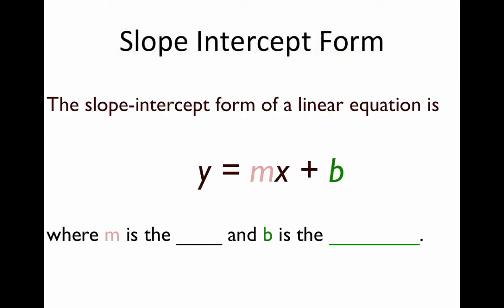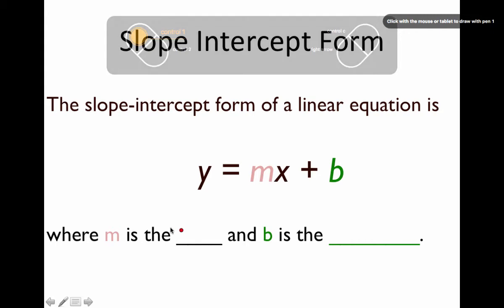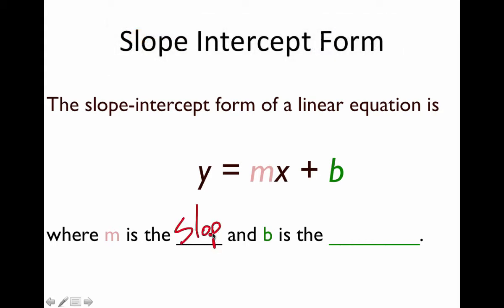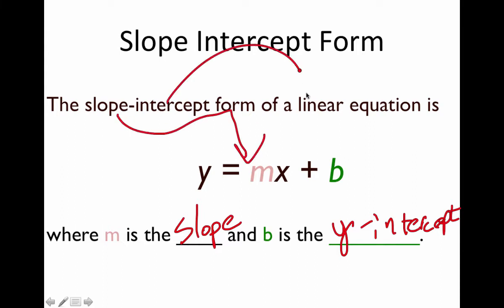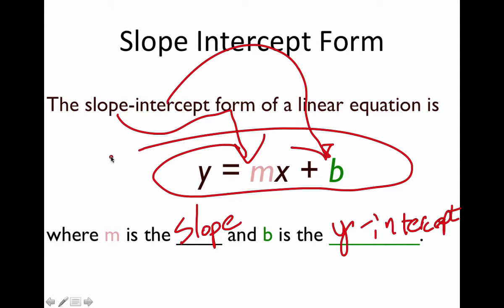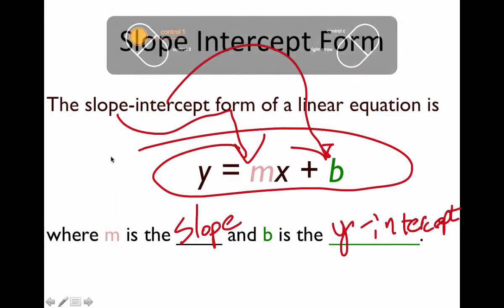Why do they call it slope-intercept form? Because m is the slope and b is the y-intercept. And that's going to be where it crosses the y-axis. So we have a slope and we have an intercept. Y equals mx plus b is the most common equation that you have used throughout your algebraic years.